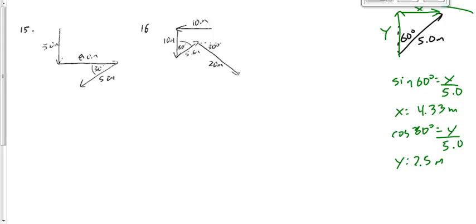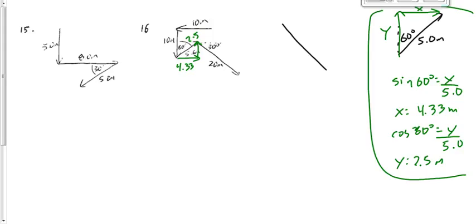All right, there's one of my off to the sides. Let's replace this with 4.33 and 2.5. Okay, now let's do another off to the side thing here.